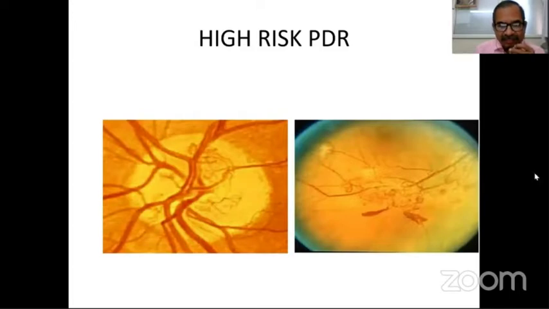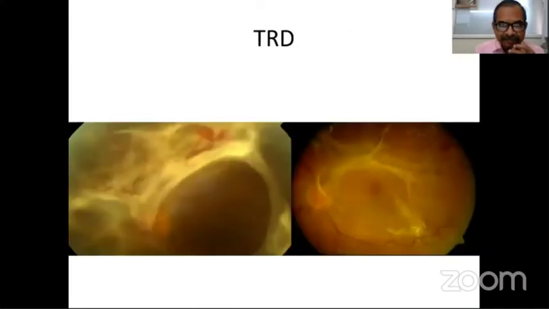And another one is whenever there is a new vessel elsewhere which is more than 1/3 of the disc diameter, and also preretinal hemorrhage or vitreous hemorrhage, it's a high risk PDR. This is another picture showing tabletop RD, traction retinal detachment. See, only the central part of the macula is attached here.